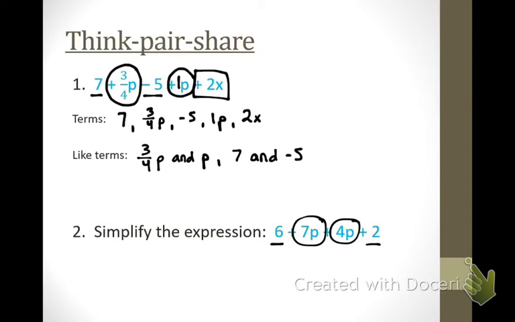So can anyone tell me what you got for answer number 2? Ellie, what'd you get? 7P and 4P and then 6. Guys, we're going to combine 7P and 4P. What is 7 plus 4P? 11 what? P. Plus, what else? 8. Can those be combined together? No, they are not in the same family, so that is your final answer.